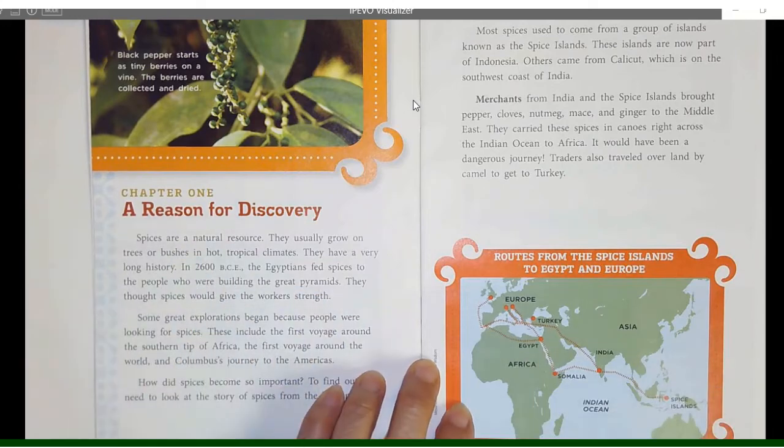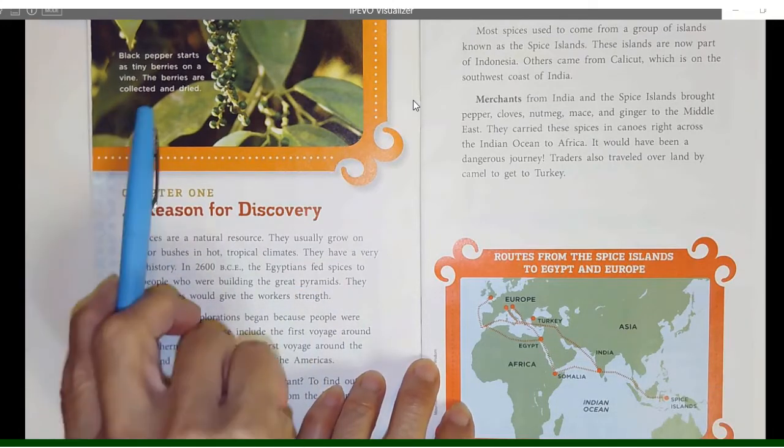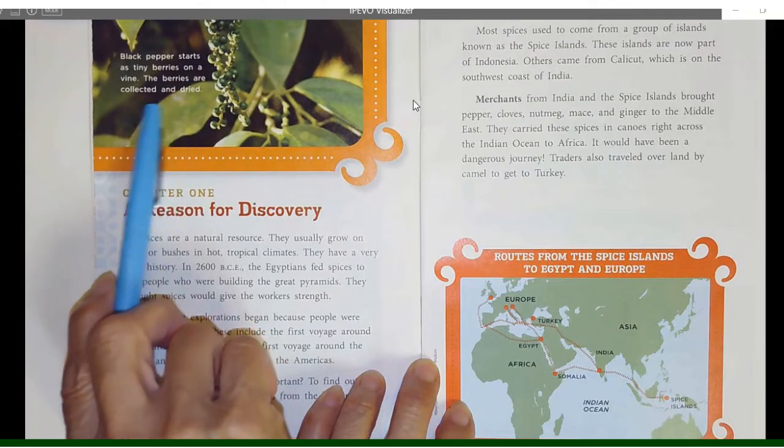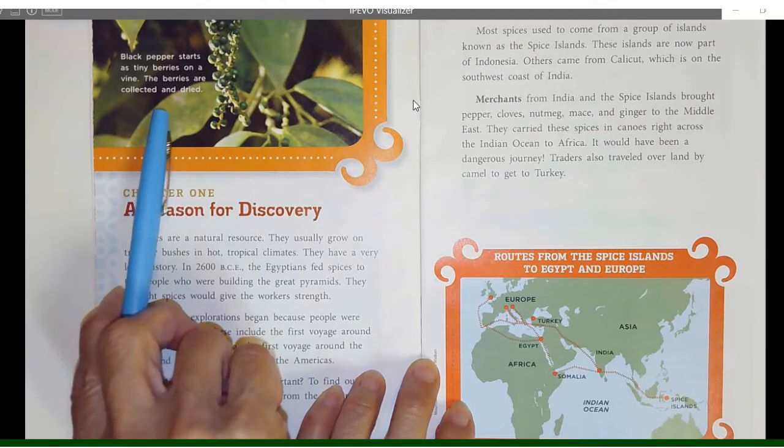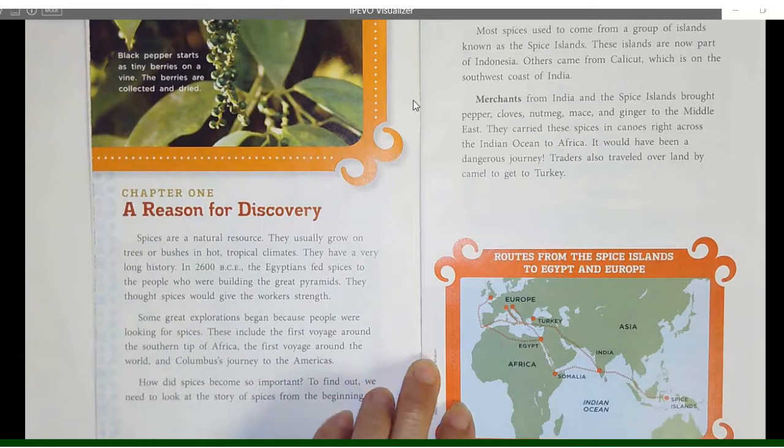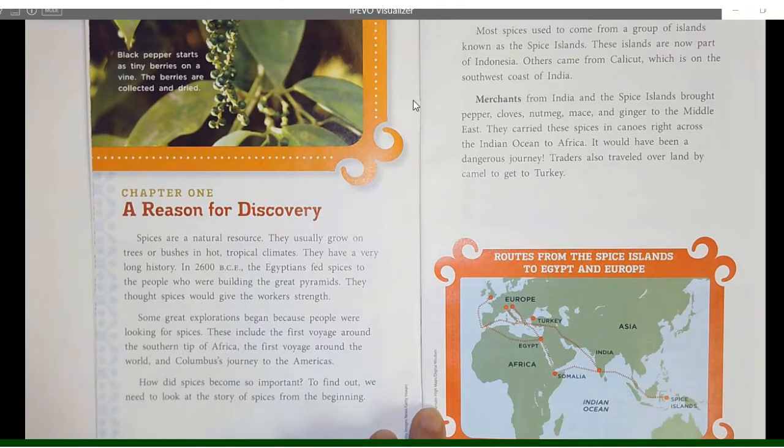Chapter 1, A Reason for Discovery. Black pepper starts as tiny berries on a vine. The berries are collected and dried. Spices are a natural resource. They usually grow on trees or bushes in hot tropical climates. They have a very long history. In 2600 BCE, the Egyptians fed spices to the people who were building the Great Pyramids. They thought spices would give the workers strength.